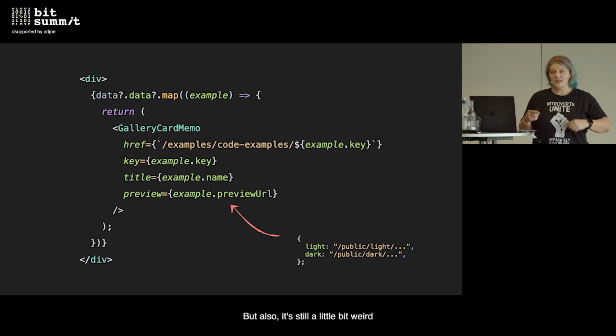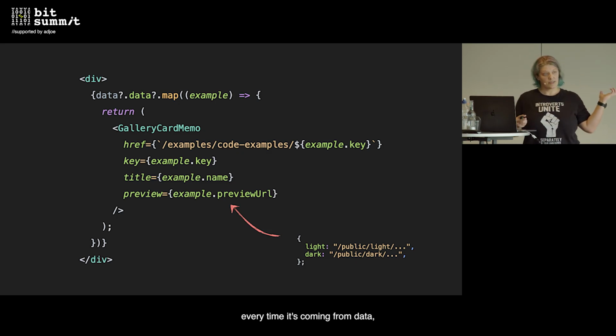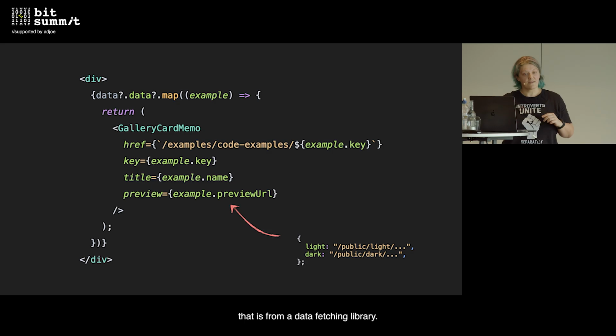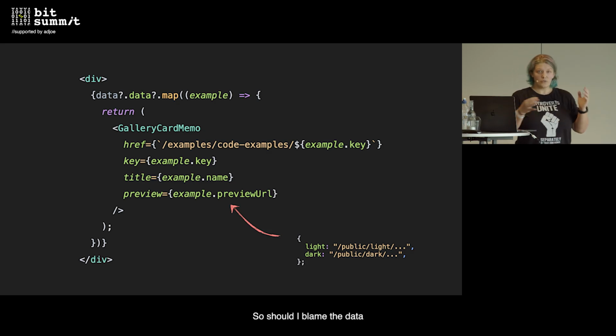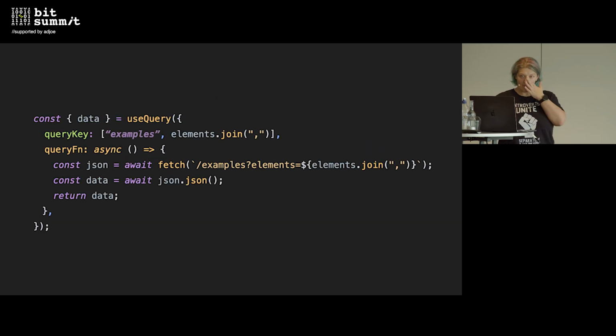But also, it's still a little bit weird, because I'm not recreating this object every time. It's coming from data, and this data is coming from a data array that is from a data fetching library. So should I blame the data fetching library? Maybe it's doing something really weird. Let's take a look at the code again.